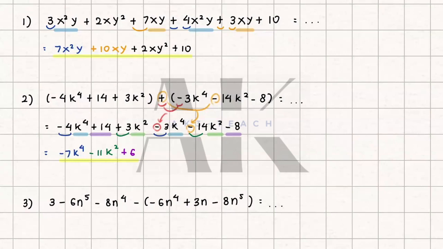For question 3, we have to do what we did for question 2, which is opening the bracket. But in this case, take extra caution. Because when we have something like this and this combined, they'll give you a positive sign here.